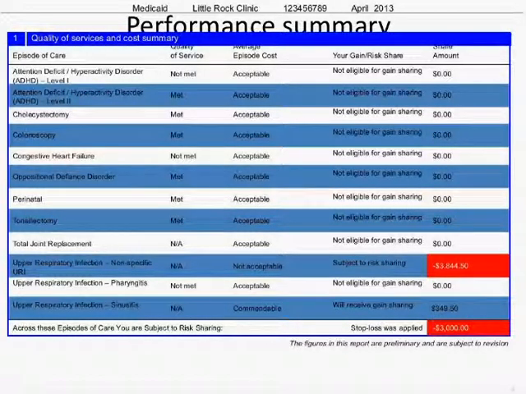If you are subject to risk sharing, it will be highlighted in red. Please note that the last line of this page gives you a summary of your gain or risk sharing across all episodes for which you are a PAP and tells you if stop loss was applied.